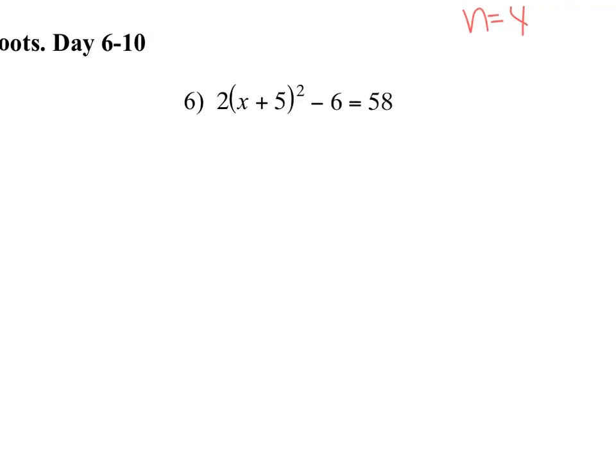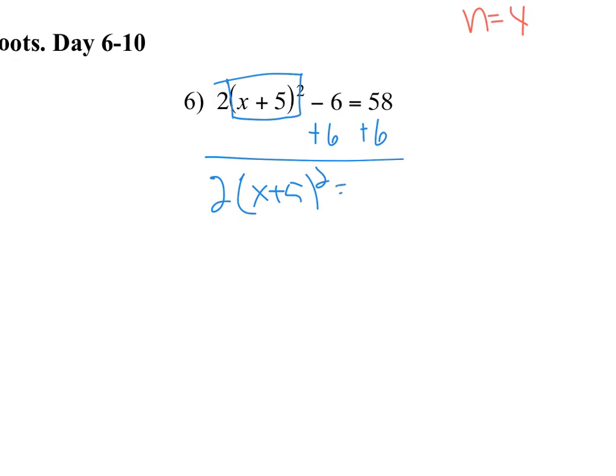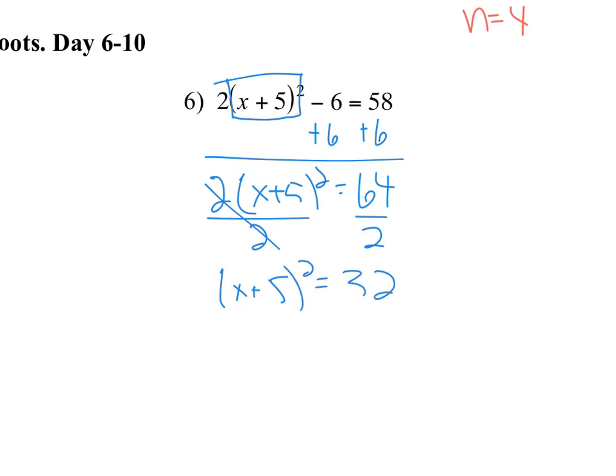All right, same deal. We're still looking to get our squared term by itself. This time it happens to be x plus 5. But we're still just trying to get that by itself. So we're going to add 6 here, and we get 2 times x plus 5 squared equals 64. Divide by that 2, and we get x plus 5 squared equals 32. Take the square root. That cancels that out, leaving us with x plus 5 equals plus or minus the square root of 32.